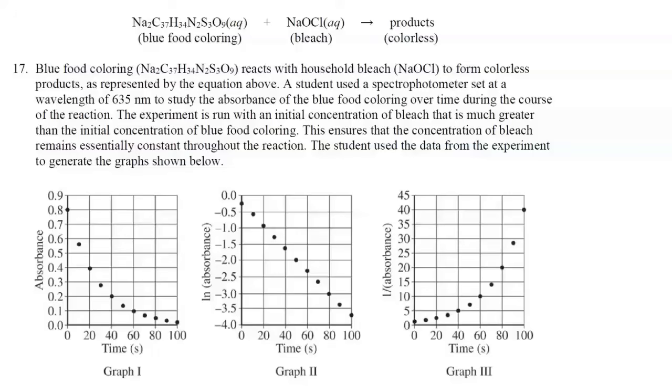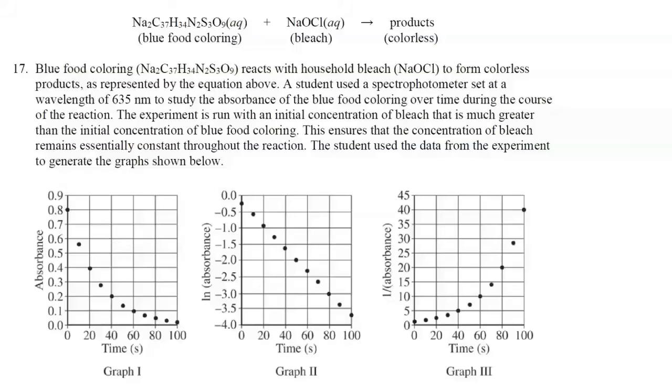A student used a spectrophotometer set at a wavelength of 635 nanometers to study the absorbance of the blue food coloring over time during the course of the reaction. So on the y-axis, in that first graph on the left, you see absorbance. Because blue food coloring has a particular absorbance at 635 nanometers, the higher the absorbance, the higher the concentration of the blue food coloring. So we're looking at the change in absorbance over time, which would be the change in the concentration of the blue food coloring over time.